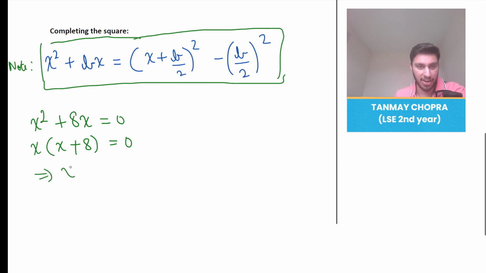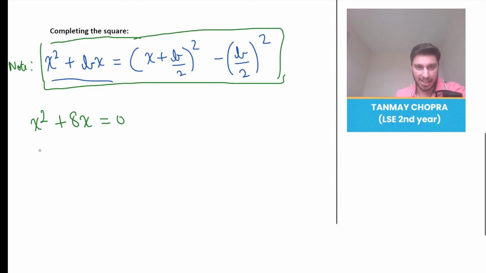This implies either x is 0 or x equals negative 8. That's the only way I can make this expression equal to 0. And yeah, that would be completely correct. So sometimes things are more complicated and we might have to use completing the square, which is what I'm going to show you just now. I'm going to use the property I've mentioned above, this one.